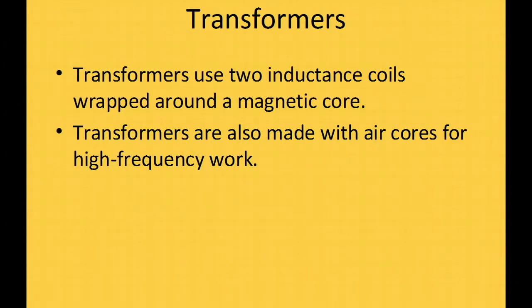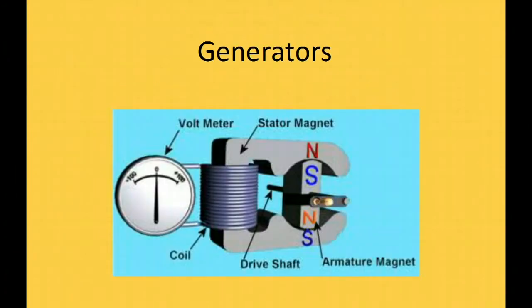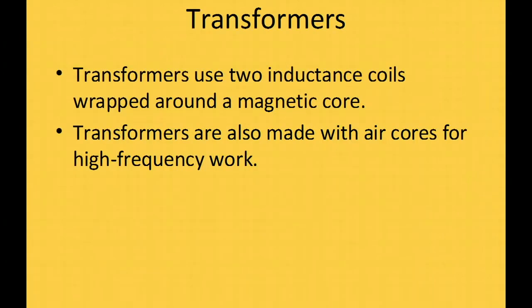So transformers. Let's get on to transformers here. Now, remember I said when we generated power, it was done through induction, and you see that transformers have two inductance coils that are wrapped around a magnetic core, pretty similar to what you saw with the generator over here, where we have one coil wrapped around a magnetic core. With the transformer, we have two. So let's take a look at how that works.